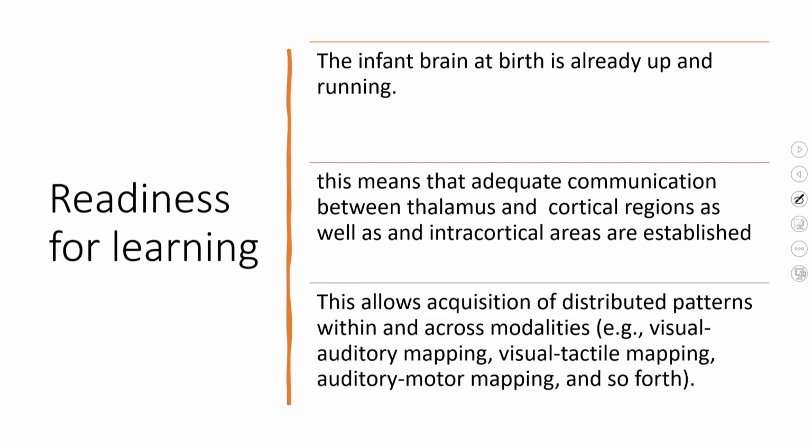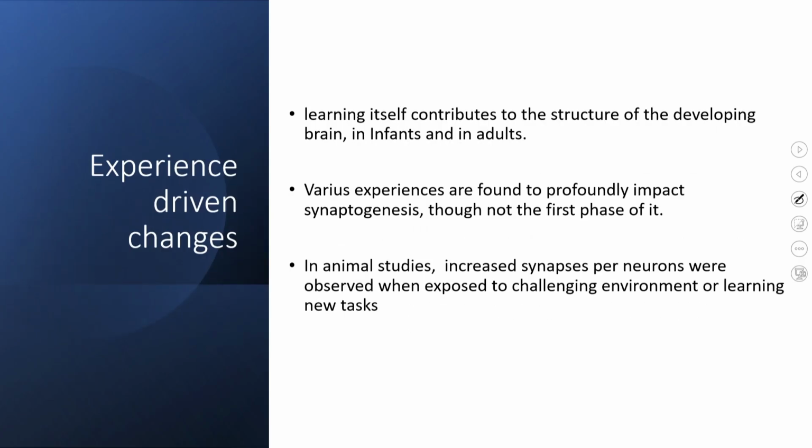Readiness for learning: we have already seen that the infant brain at birth is already up and running, the connections are already in place. So, it is ready to learn. That is the idea behind this particular stage of the correlation between language and neural activities.